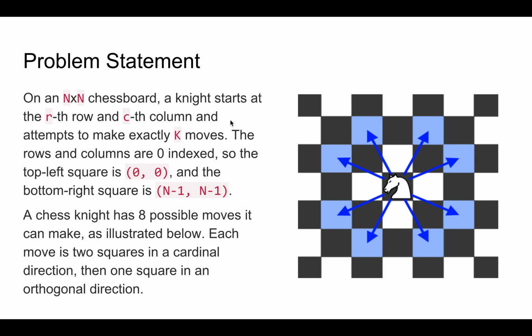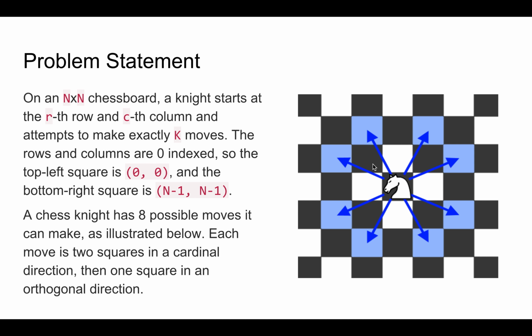We're also given R and C, and R and C will represent which spot the knight will be at. And we are also given K moves. So if it's 0 moves, the knight stays where he initially was at. If you have 1 move, as this example shows, he has 8 different possibilities of moving. If it was 2, for example, from here he could go here, he could go here.